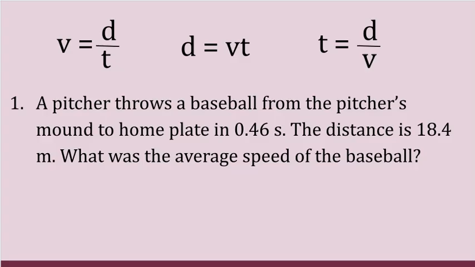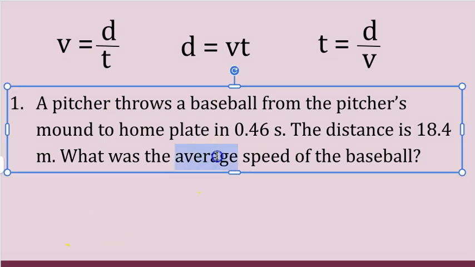A pitcher throws a baseball from the pitcher's mound to home plate in 0.46 seconds. The distance is 18.4 meters. What was the average speed of the baseball? So I am being asked to solve for average speed, which I know is V for the variable. So I'm going to pick the first equation, V equals D over T.